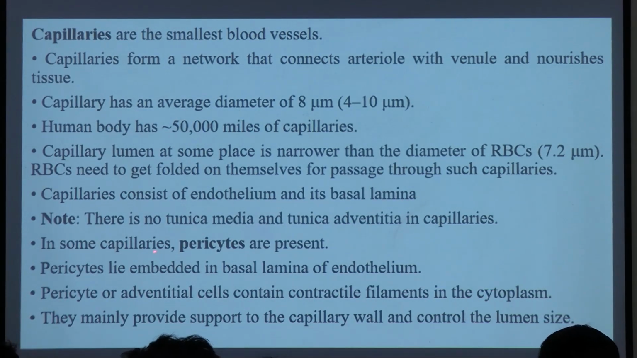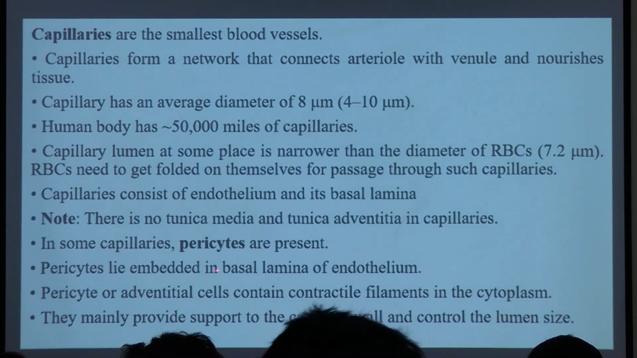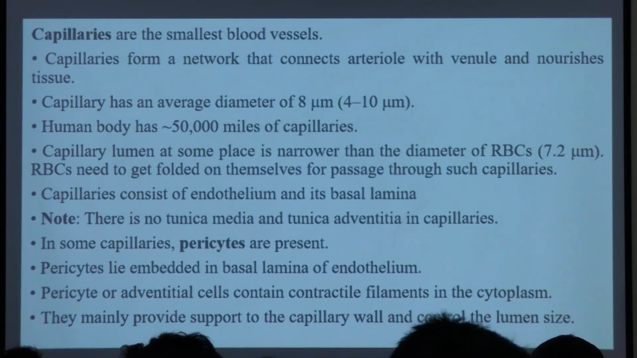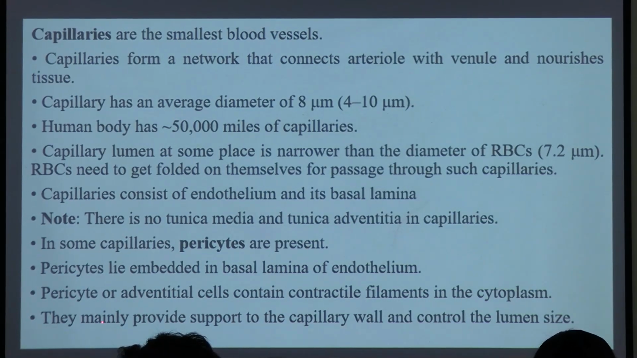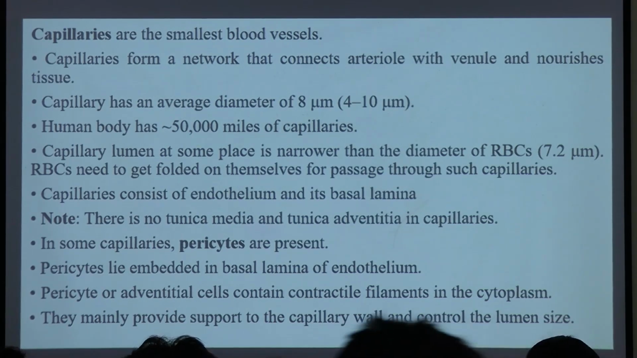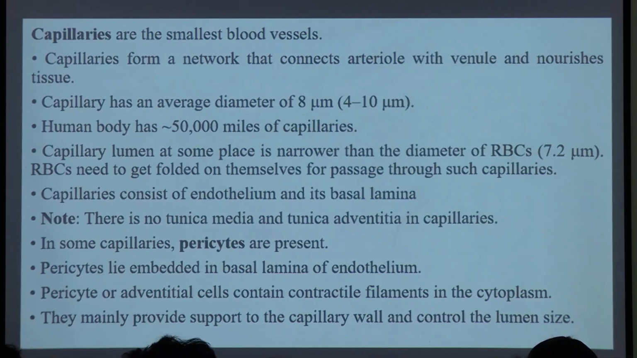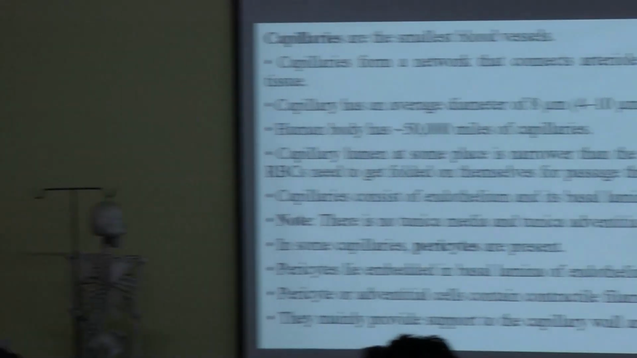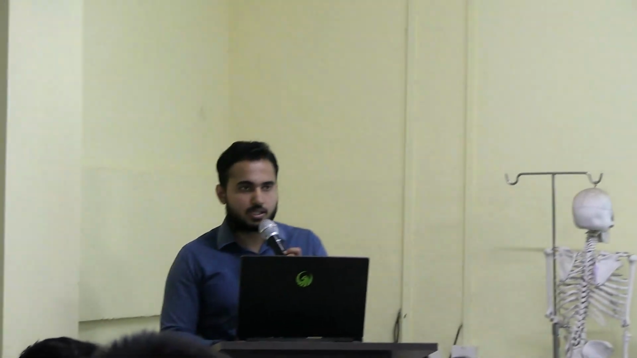Now, in some capillaries, pericytes are present. These are specialized cells, which are embedded in the basal lamina of the endothelium. Now, the question is why these pericytes are present. As I have mentioned, pericytes are specialized cells where contractile elements are present. Okay. So you can see they provide support to the capillary wall and control the size of the lumen. Like this, they control the amount of blood flowing through the capillary. Okay, because the lumen will be smaller or bigger, based on that only the blood can flow through the capillary.